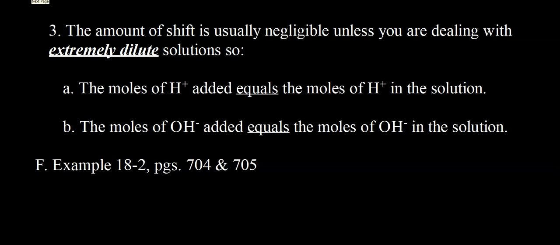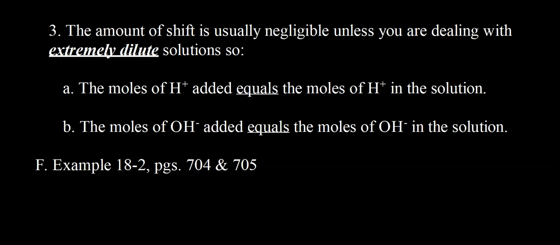Now it says the amount of the shift is usually negligible unless you're dealing with extremely dilute solutions. So here's the deal. The moles of H plus that are added, say, to water equals the moles of H plus in the solution. So if you add some hydrogen chloride gas to water, yeah, there are already H plus ions in the water, but it's a really low concentration, 1 times 10 to the negative 7th. So the significant amount of H plus in that solution comes from the HCl dissociating or ionizing. Likewise, moles of OH minus added equals moles of OH minus in the solution, again, because you're adding that to 1.00 times 10 to the negative 7th, which is really, really small.